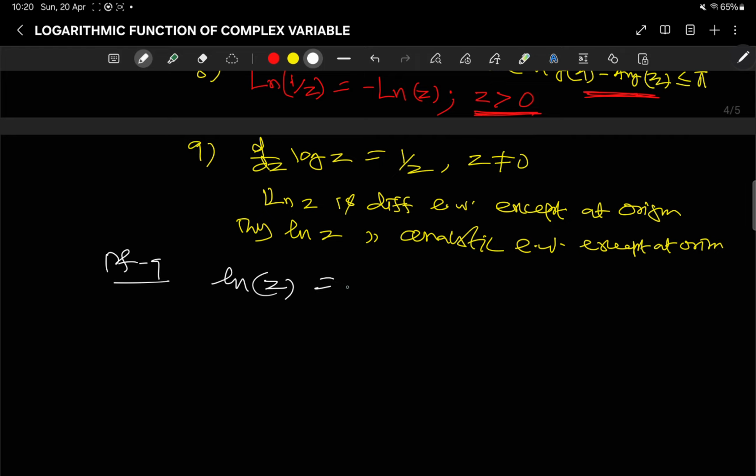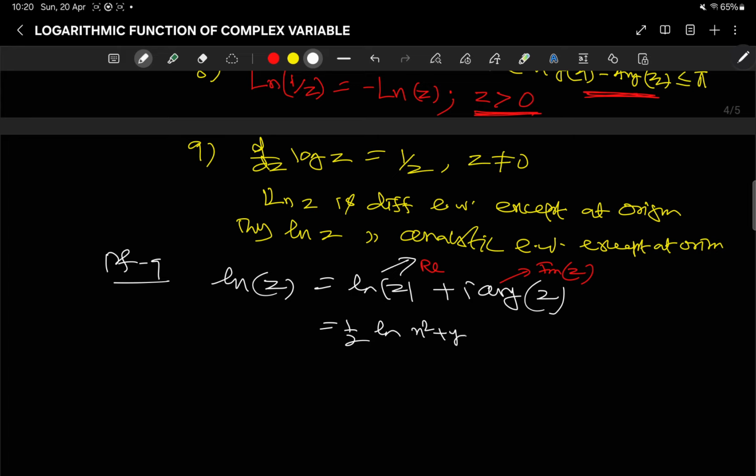What is ln z? It is ln of mod z plus i arg z. This is the real part and this is the imaginary part. In that way we can split. So this is equal to half ln of x square plus y square plus i tan inverse of y by x. So this is my u and this is my v.